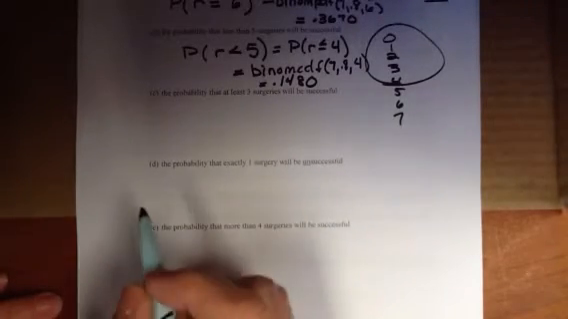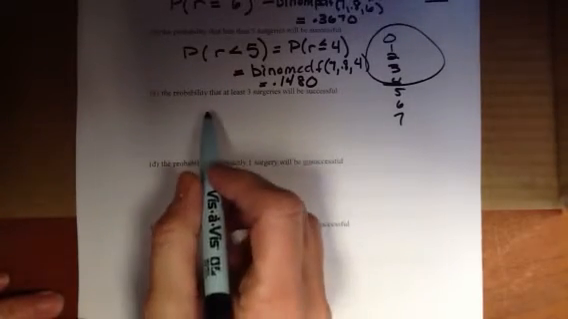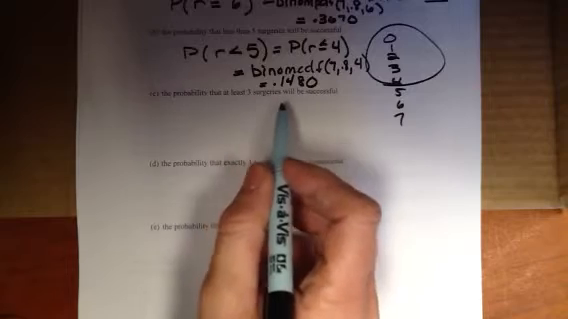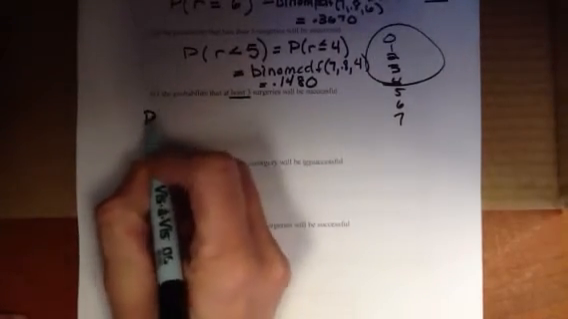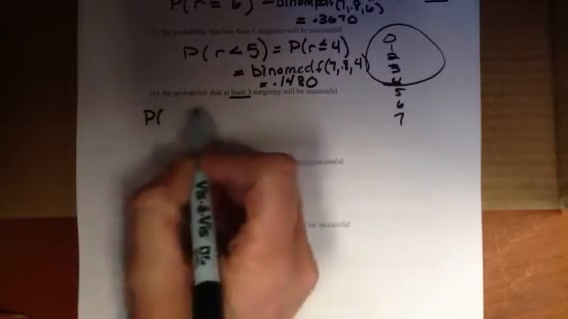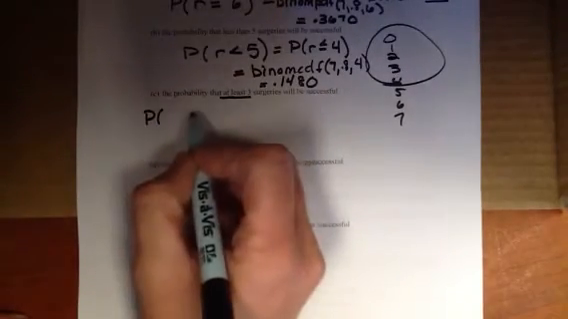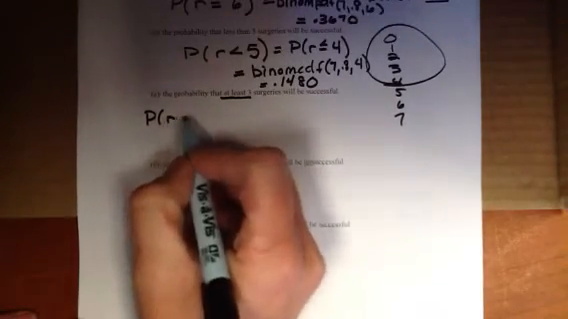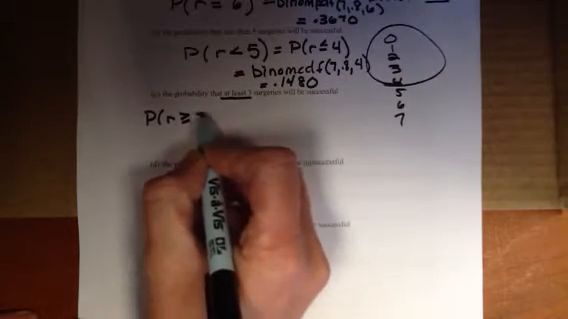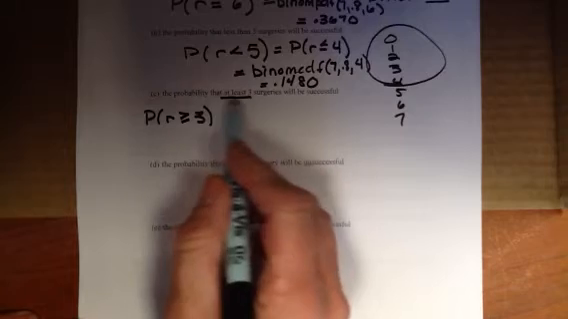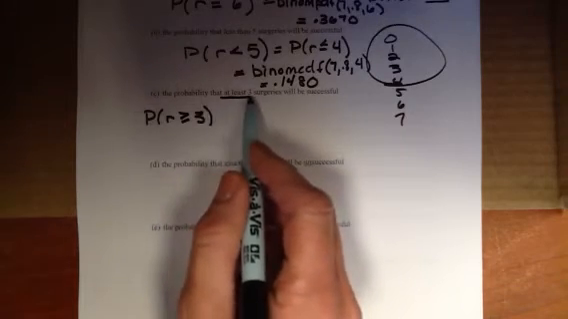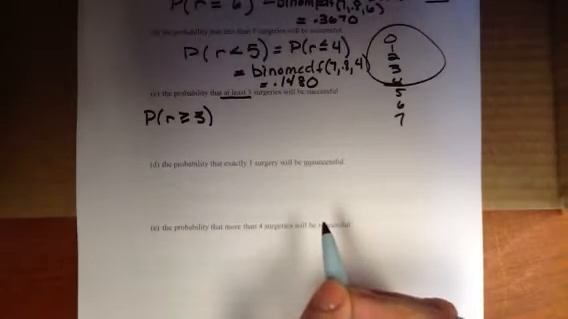To finish this example, we look at part C, the probability that at least 3 surgeries will be successful. Okay, so we need to write an inequality for at least 3. If you remember, as an inequality, at least 3 means 3 or more: 3, 4, 5, 6. So this is R is greater than or equal to 3. Be careful of this one. Students often want to do less than here, but it's at least 3, which means 3 or more.